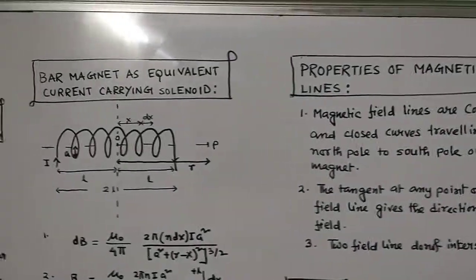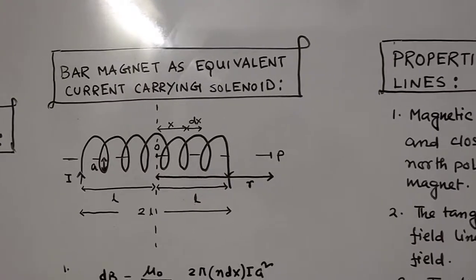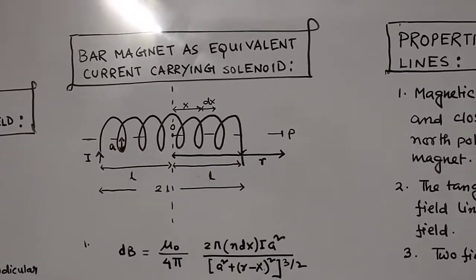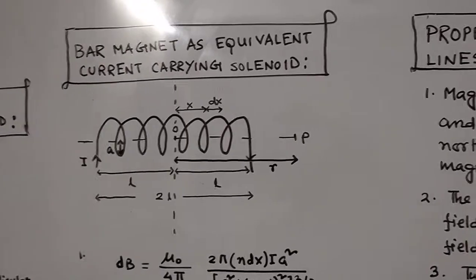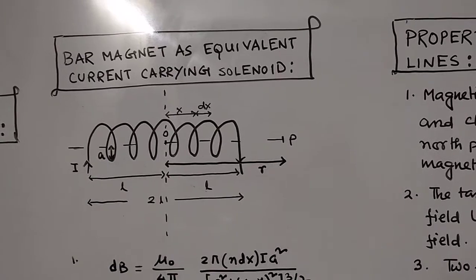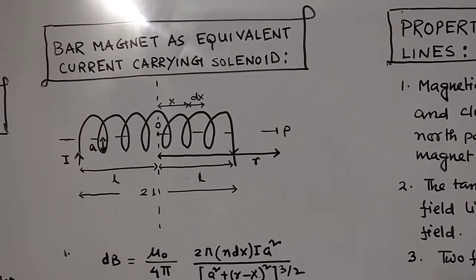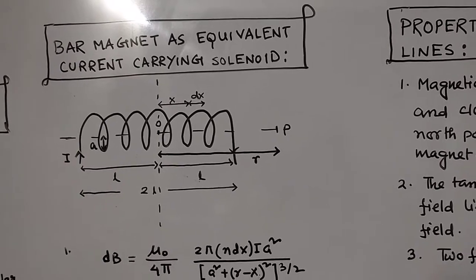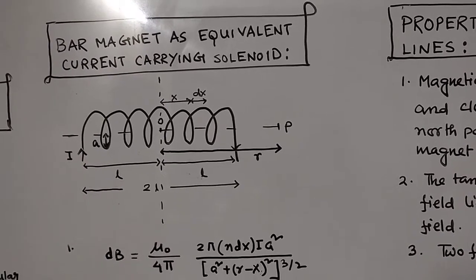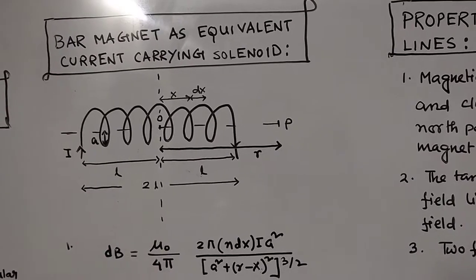Now the next topic which we are going to discuss is your bar magnet as an equivalent current carrying solenoid. So here you have a solenoid of length 2L, and we have considered two axes, one is your x-axis and the y-axis, and O is the origin, and it is nothing but the midpoint of the solenoid. Now left side is your L, right side also your L, so it covers 2L. Now P is a point where you have to define the magnetic field.